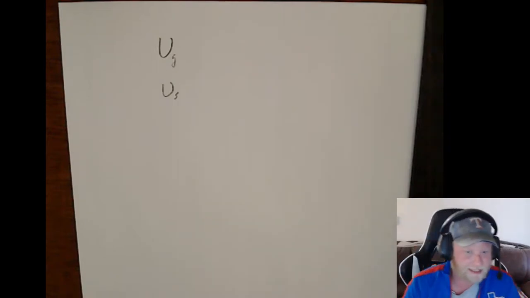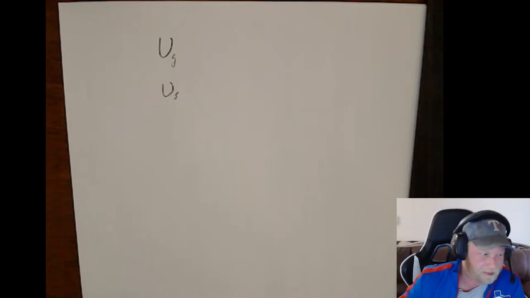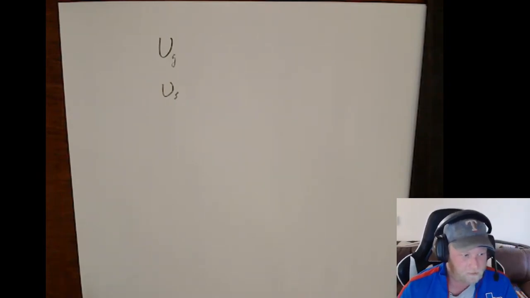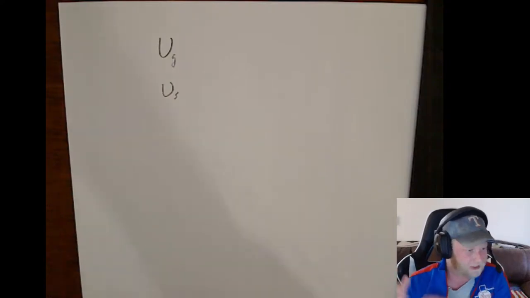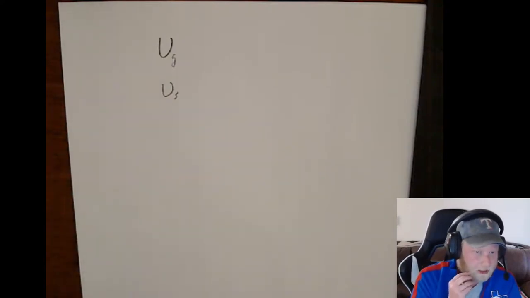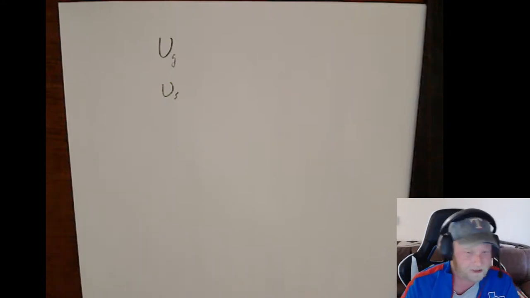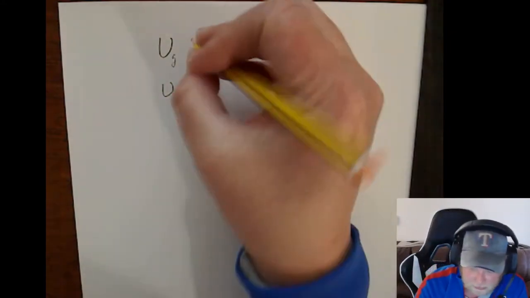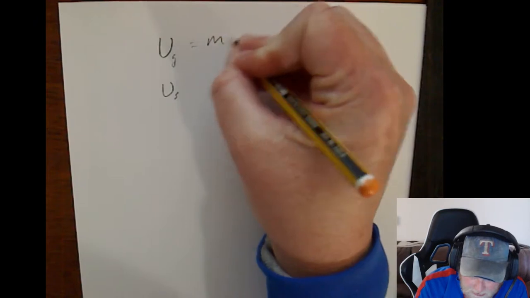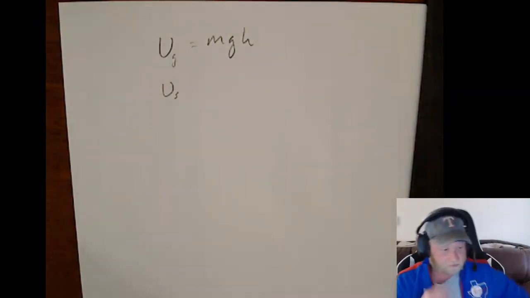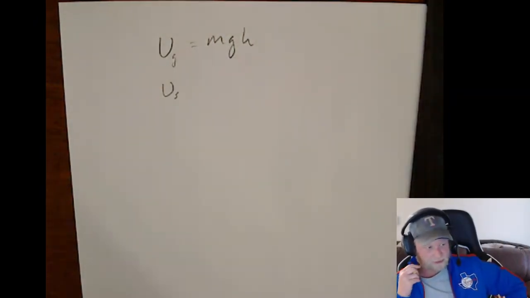So let's take a look at gravitational potential energy first. That's going to be the primary one you're dealing with. Most of your conservation of energy problems that we'll get to in the next lecture deal with gravitational potential energy. But your gravitational potential energy is equal to mgh. So it depends on the mass of the object and it depends on its height.